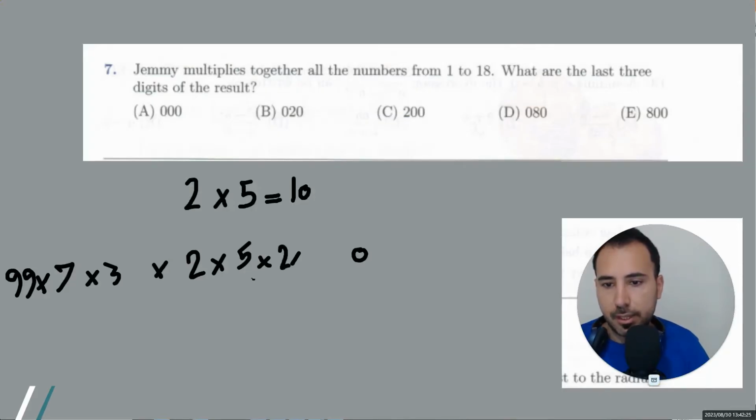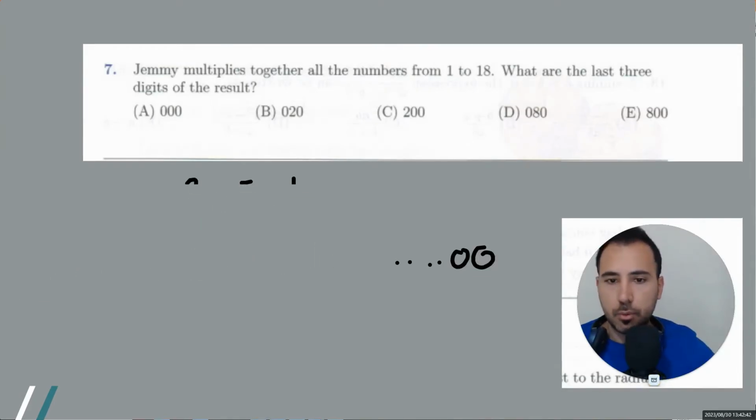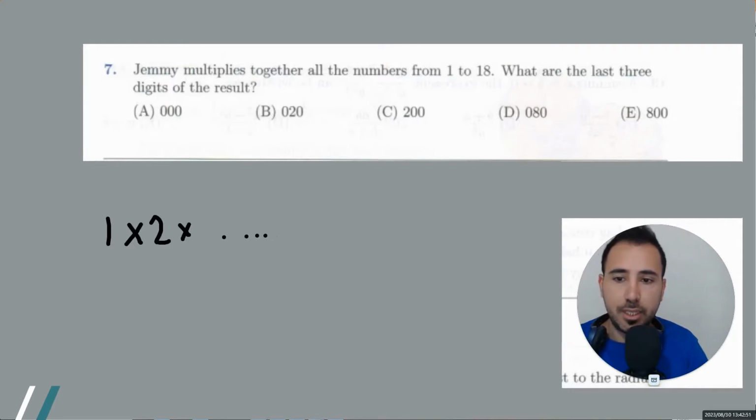So if I add another 2 and another 5, then the last 2 digits will be 0. So it's going to be blah, blah, blah, 0 and 0. So for each 5 and each 2, a 0 is created. Now Jimmy would go on and multiply all these numbers. It's going to go 1 times 2 times, and we have to count the number of 2s and the number of 5s. The smallest number would define the number of zeros.